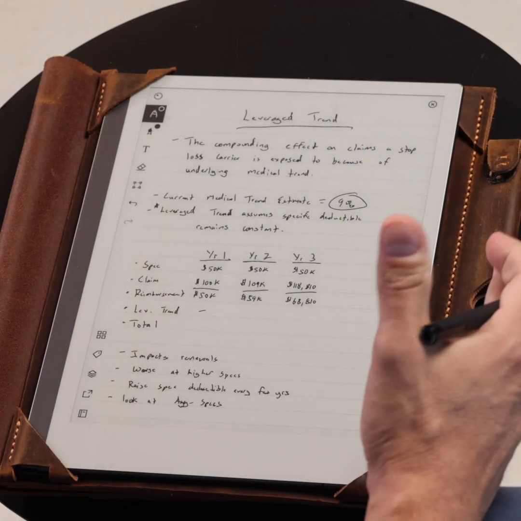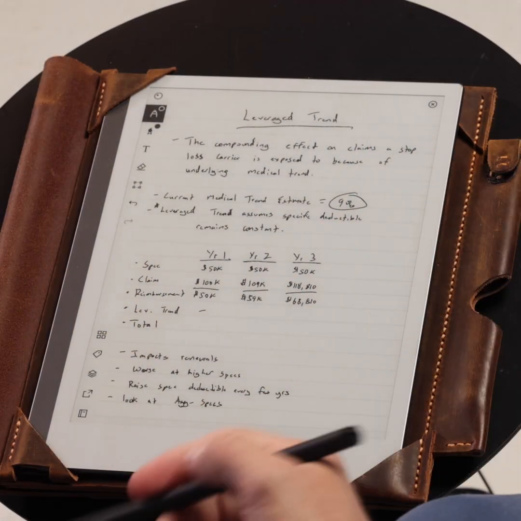And the very first video we're going to do is one of my favorite subjects in all of stop loss. It's something called leveraged trend. You will need to know what leverage trend is if you ever touch stop loss, and especially renewals. So let's dig in. All right, let's start by defining what is leverage trend.